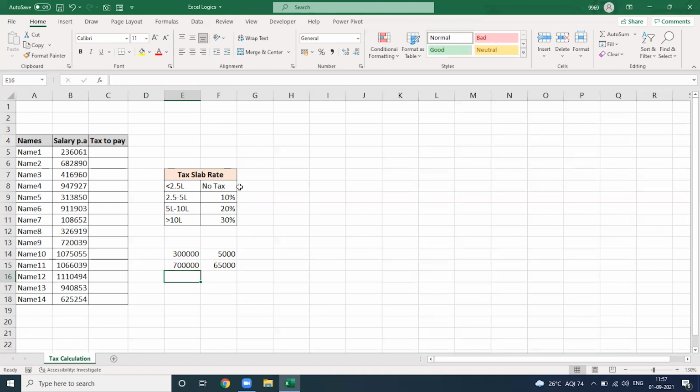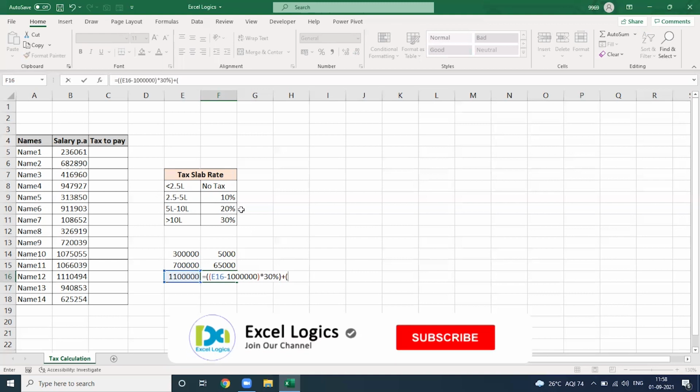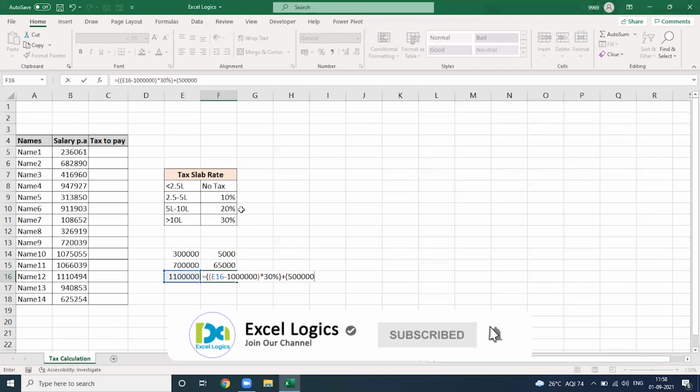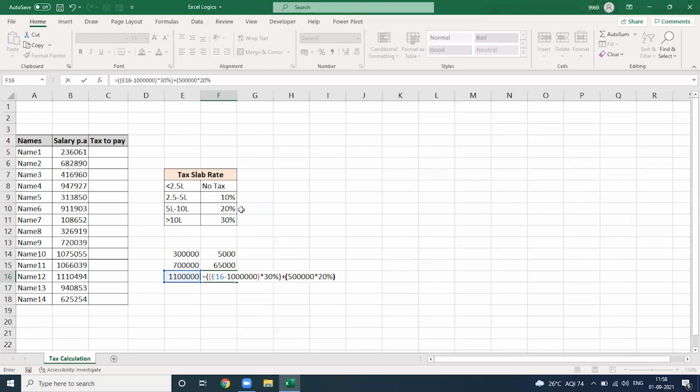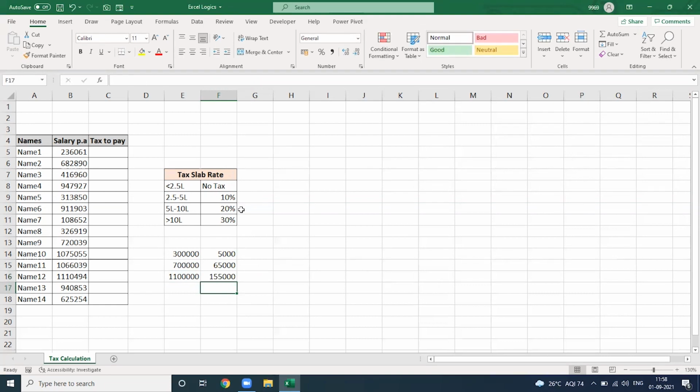If a person is earning 11 lakh per annum, which is above 10 lakh, he should pay 30% tax for the amount above 10 lakh. So from this amount, we remove 10 lakh. For the remaining 1 lakh, he pays 30%. Plus, again in this 10 lakh, for 5 lakh, he should pay 20%, and for 2.5 lakh, he should pay 10%. 5 lakh into 20% plus 2,50,000 into 10%. In this way, we calculate tax.